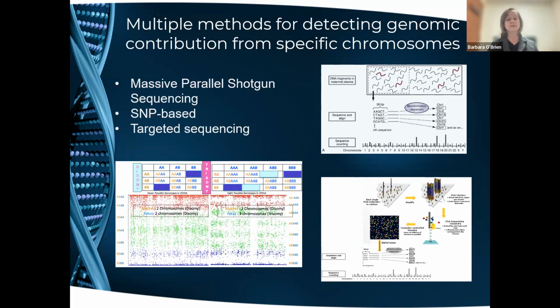SNP-based methods use tens of thousands of highly polymorphic SNPs located on the chromosome of interest. Maternal SNP genotypes of interest are then inputted and compared with corresponding genotypes of the mixture of cell-free DNA from the mother and fetus in the placental sample. Other methods for detecting genomic contributions from specific chromosomes are massive parallel shotgun sequencing and targeted sequencing. But like I said, we use SNP-based methods.